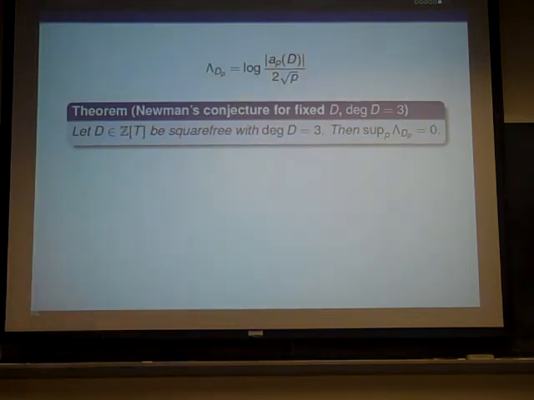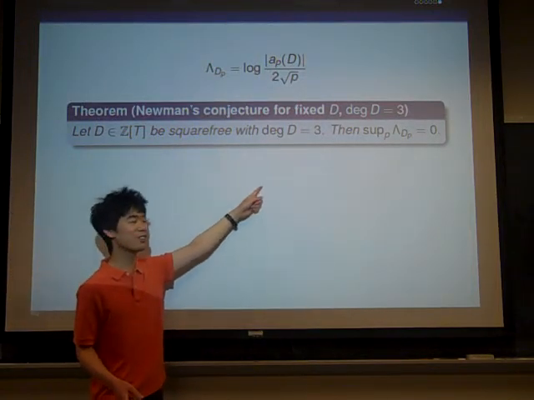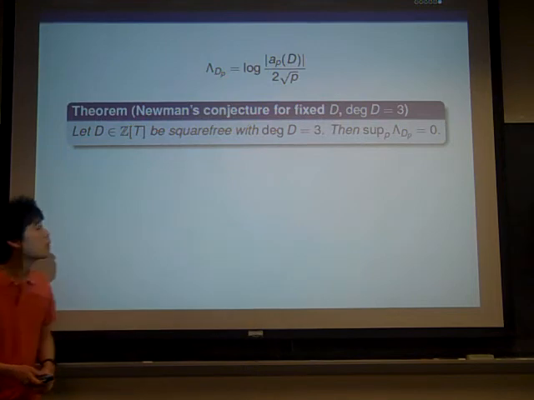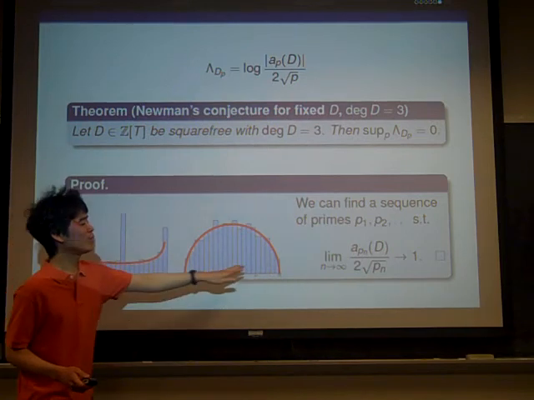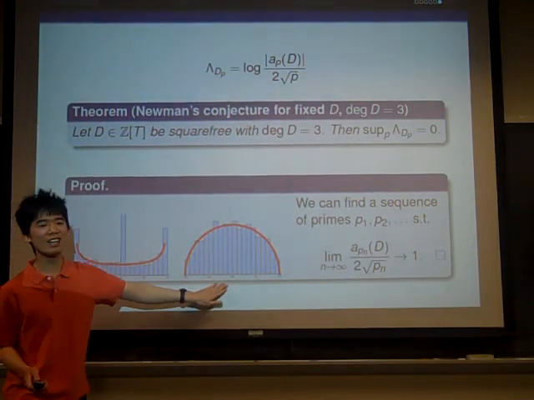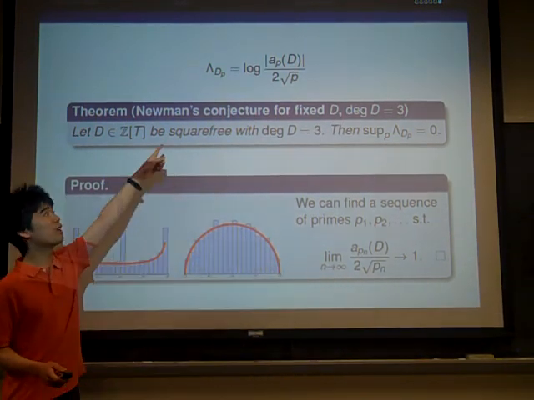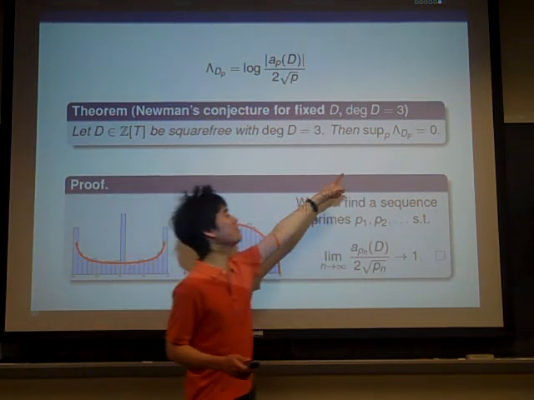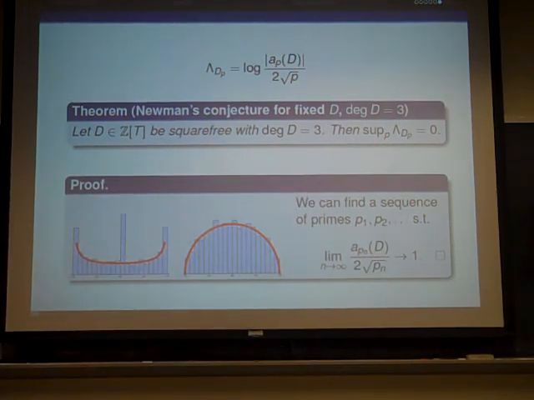And because of the Sato-Tate conjecture, we actually can prove that for this particular family, where we fix the polynomial D with degree 3, we do get that the supremum is non-negative, or actually just 0. And the proof goes like this. We know how this ratio is distributed. It's either this one or this one. And in either case, we can find a sequence of primes such that this ratio tends to 1. And therefore, the log of that ratio will end up tending to 0. And so the supremum here will be 0. And so that's pretty exciting that we can actually prove Newman's conjecture for some particular family.